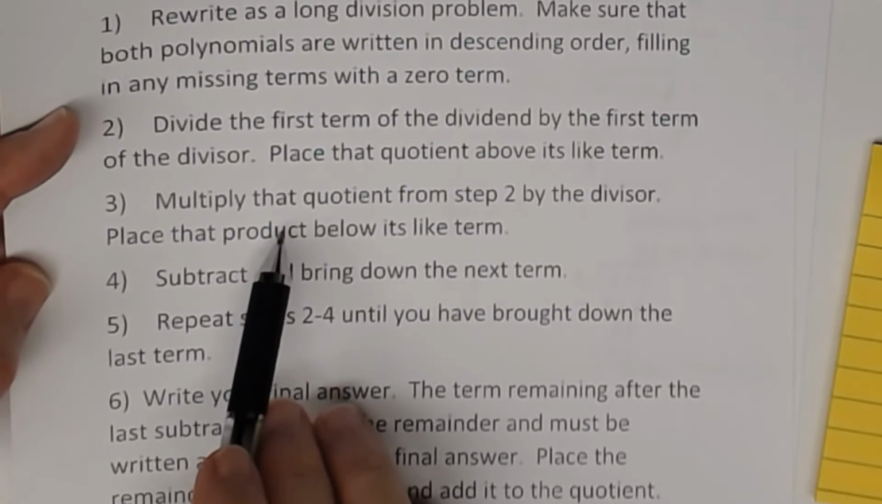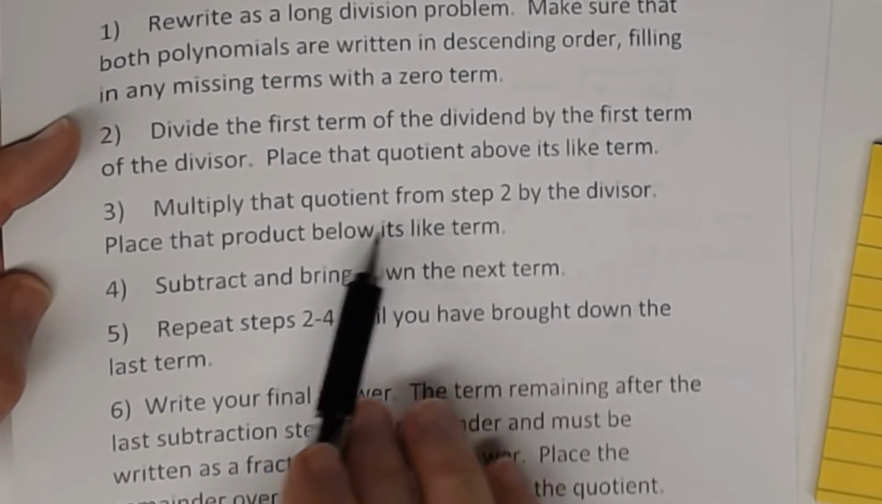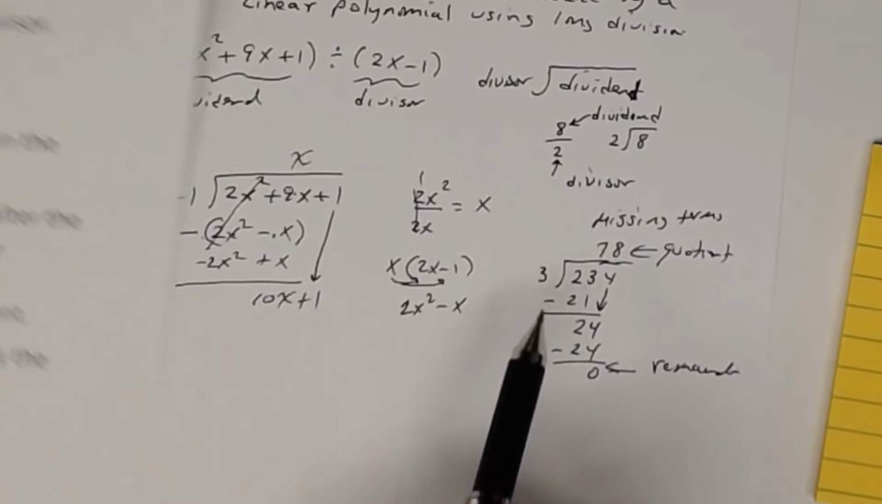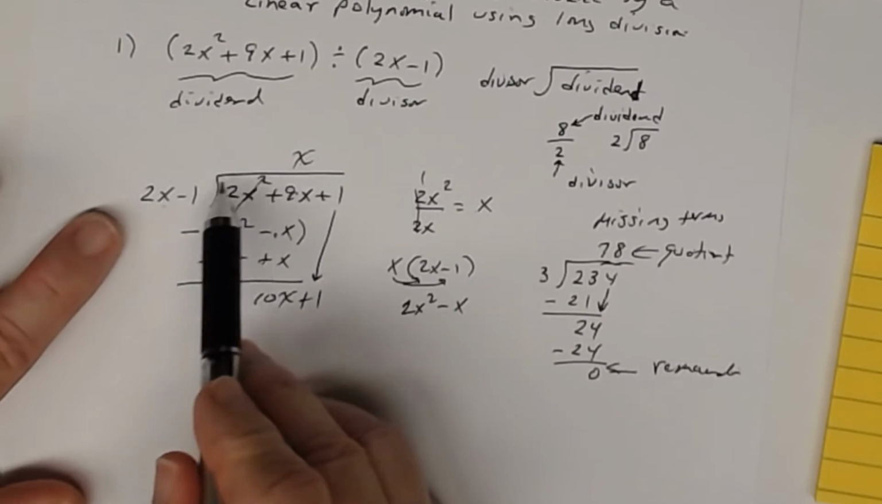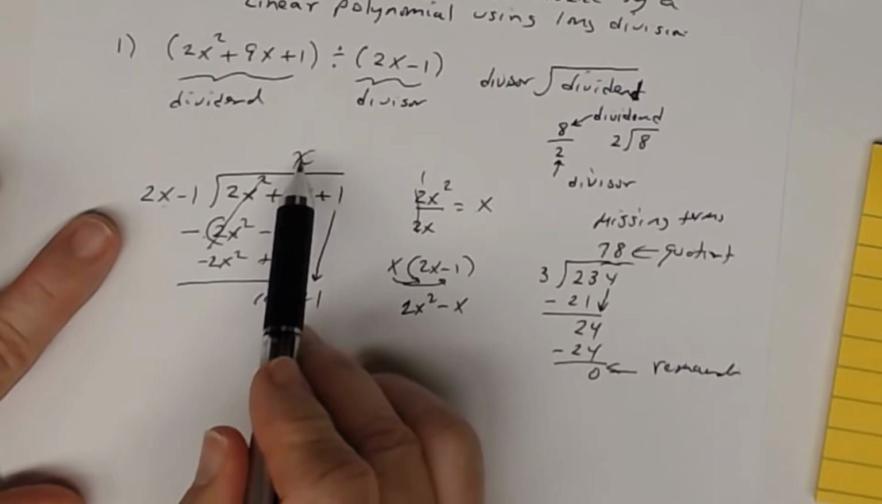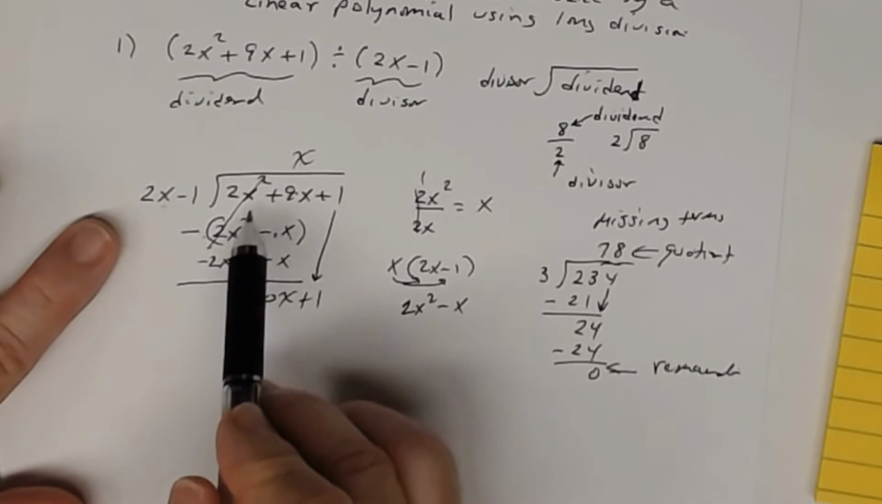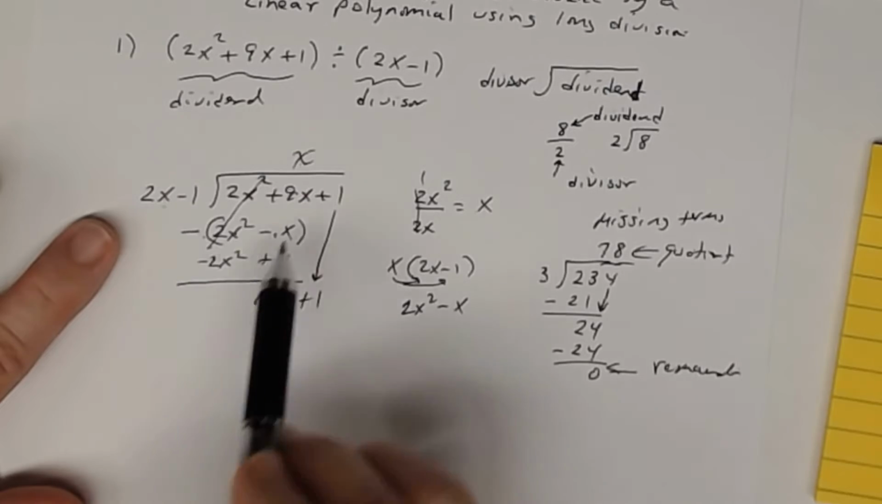Step 3, multiply the quotient from step 2 by the divisor and place that product below its like term. So I said x times 2x minus 1, which is here. Most students don't write this out. Most students know mentally that x times 2x is 2x squared, and x times a negative 1 is a negative x.